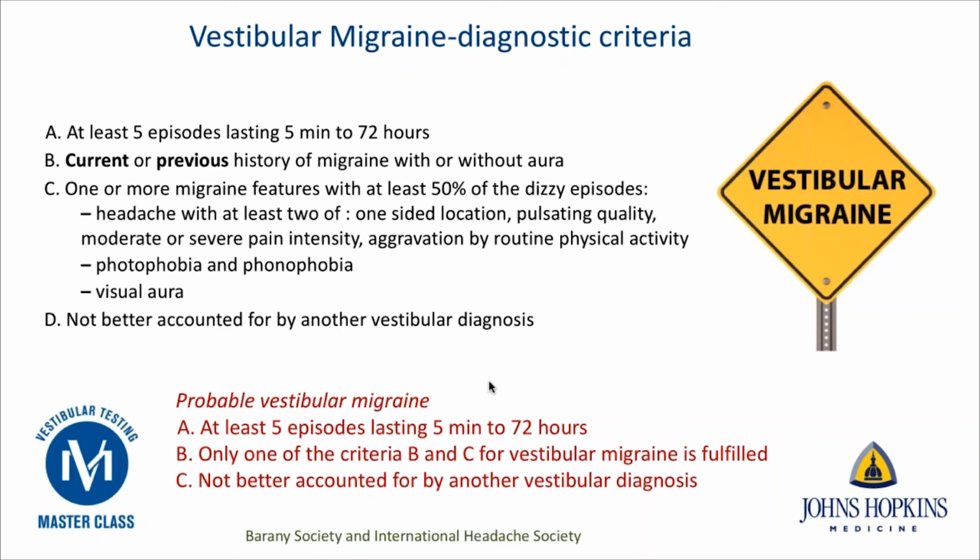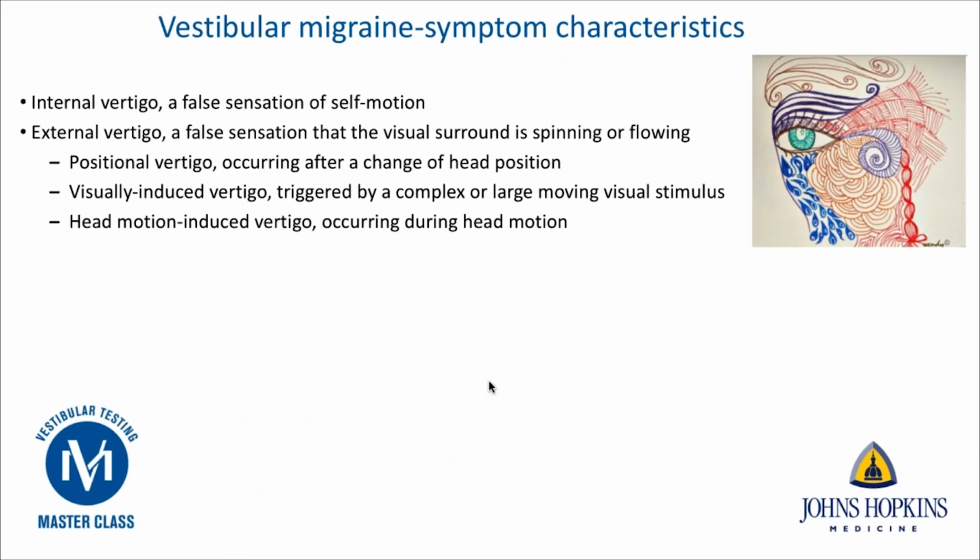So this is the criteria for definite vestibular migraine, whereas for probable vestibular migraine, there is criteria A, which is at least 5 episodes lasting from 5 minutes to 72 hours, and only one of the criteria B or C may exist. And obviously there should be no other findings or diagnosis that can explain the patient's symptoms.